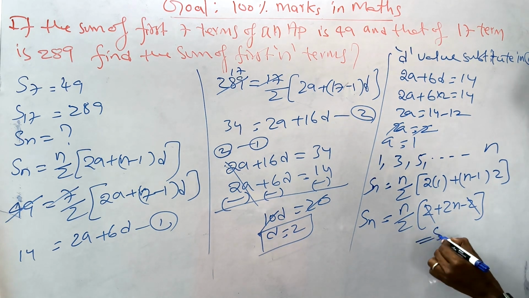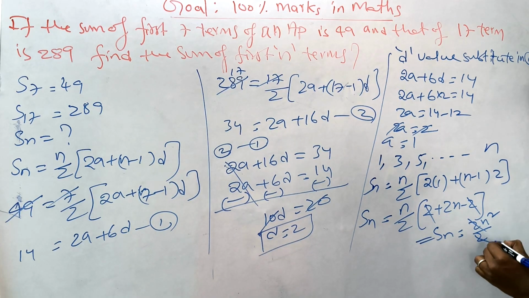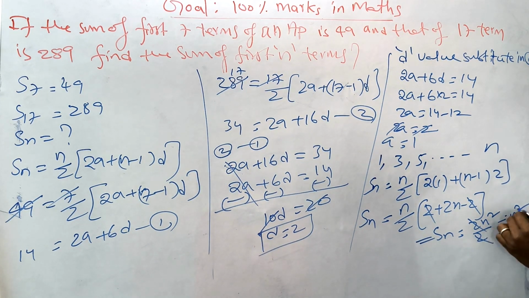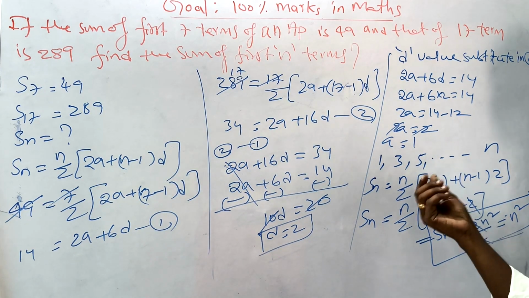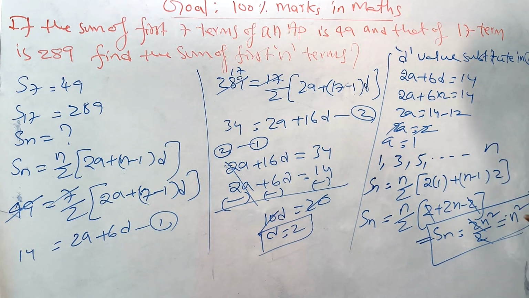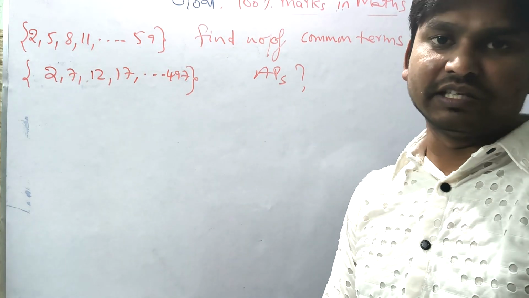From this I am writing here, Sn is equal to 2n square by 2. This 2 gets cancelled. Now Sn is equal to what? n square. Sn is equal to n square, which means the sum of the first n odd natural numbers is n square. Okay, my dear students, we'll move on to the next challenging question.